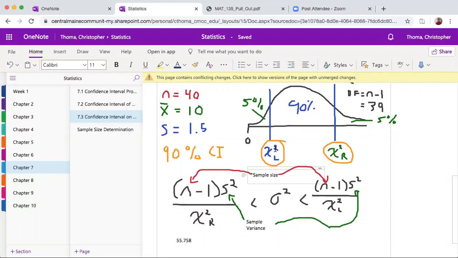I thought it would be 39. Yes, you're correct. The degrees of freedom is 39. But if you're on your table, there is no 39, right? Gotcha. So because of the limit of your table, you have to pick the closest one. So the closest one is 40. That's the problem with tables, especially this one. This one's a very small table. They'd only have so many values on it. And then you go over to the 0.05 column. Correct. Okay, gotcha.